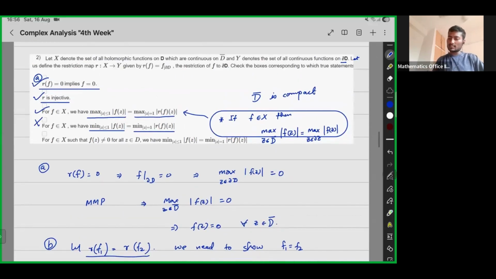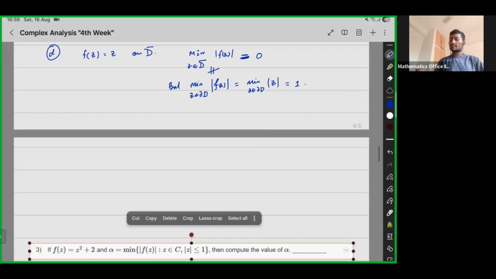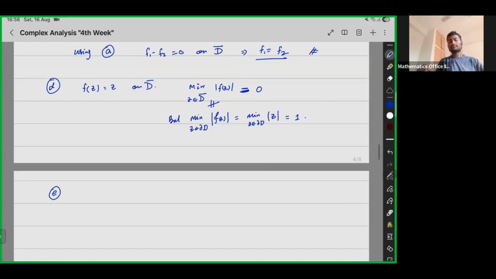Yeah, last option. When f(z) is non-zero for all z inside D, then we have minimum modulus maximum. Right. This is fine. f(z) is not zero on D, so 1 by f(z) is holomorphic on D.